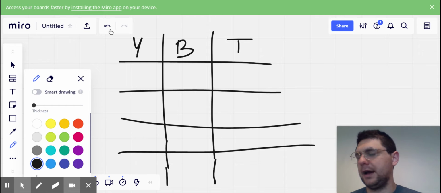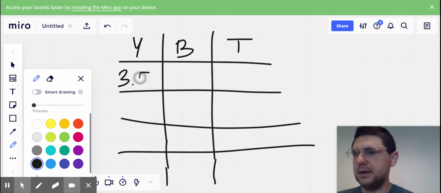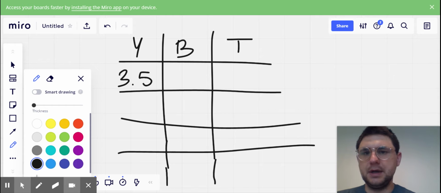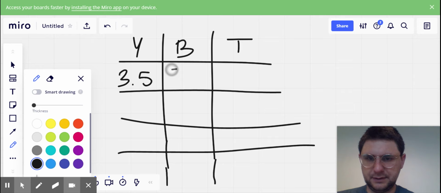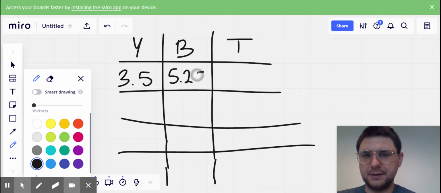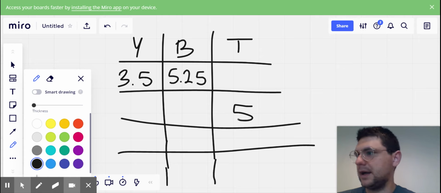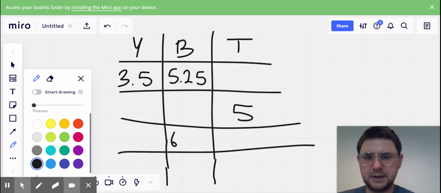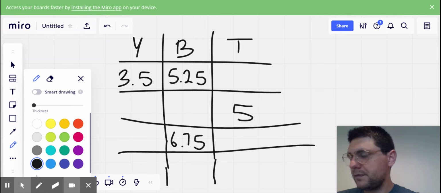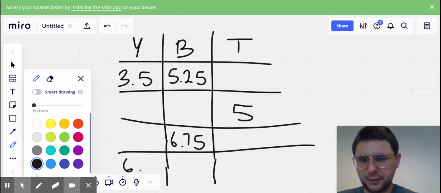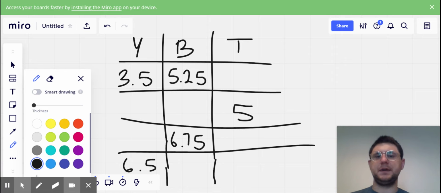All right, so the information that we have is that there's 3.5 milliliters of yellow dye and 5, or sorry, I'm converting these to decimals because it's easier for me to write. 5.25. Right, and then over here, there's 5, 6.75, and 6.5. Okay, so here's the important thing.